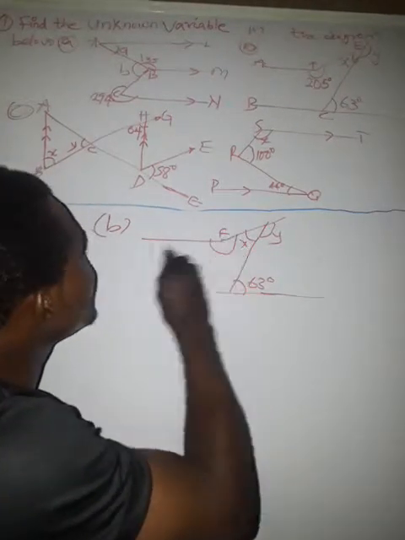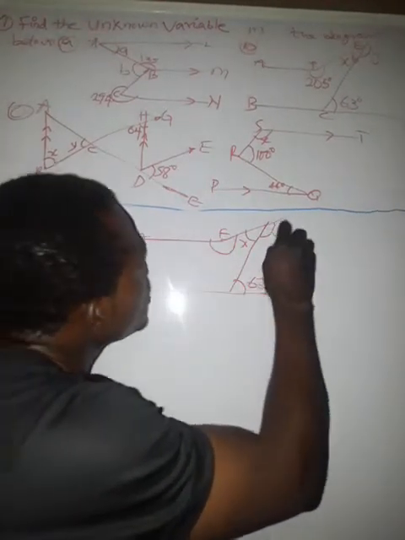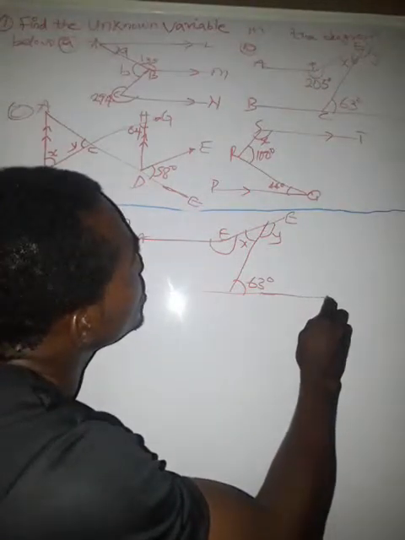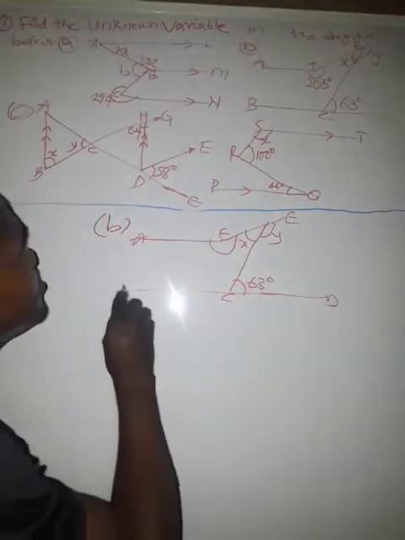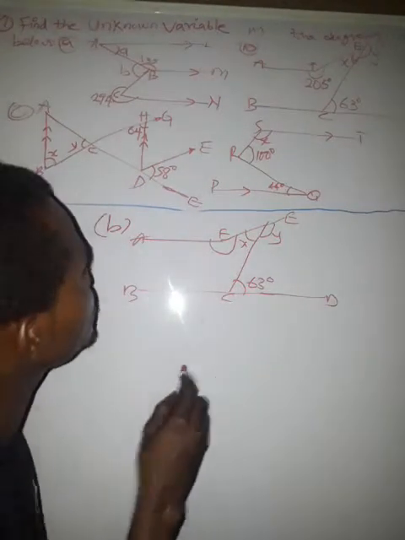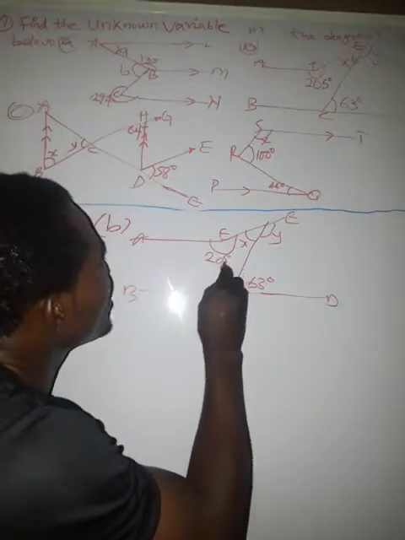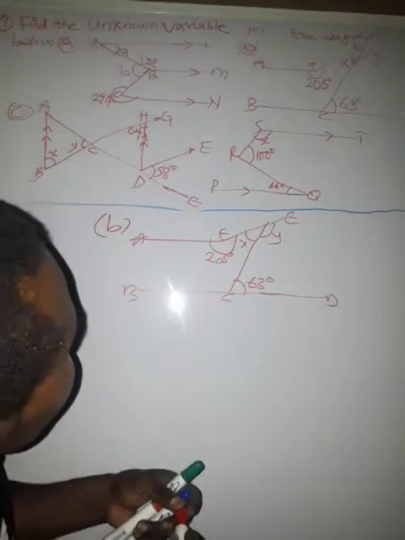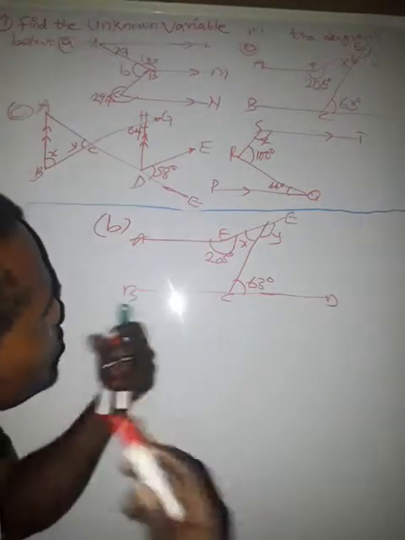F, this is the reflex F. We have A, F, E, D, C, B. Then we have 205 degrees. Now when you see something like this, how do you start?